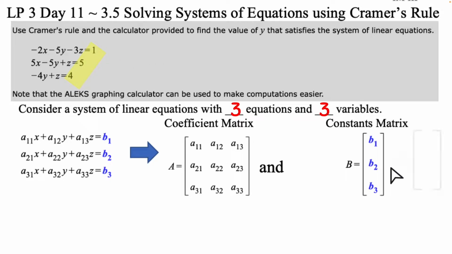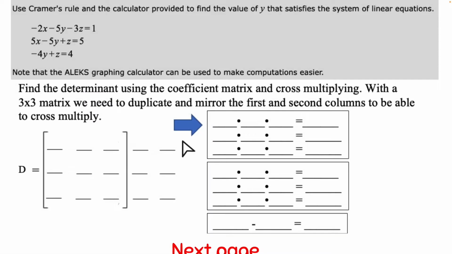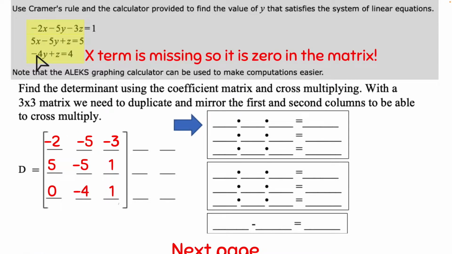So if we go to the next page, I'm going to write the constants matrix first, because I'm going to bring this down. So again, in my brackets, all I'm going to do is grab the constants for equation 1, 2, and 3. So it's 1, 5, 4. And we're going to go down to the next page so that we can build this coefficients matrix really quick. So remember, I'm just grabbing the pieces, the coefficients. For that first equation, it's -2, -5, -3. For the second equation, it's 5, -5, and 1. And then just like I talked about, x is missing, so that's why it's 0 within the matrix. I need to account for that space. So it goes x, y, z. So 0, -4, and then 1.